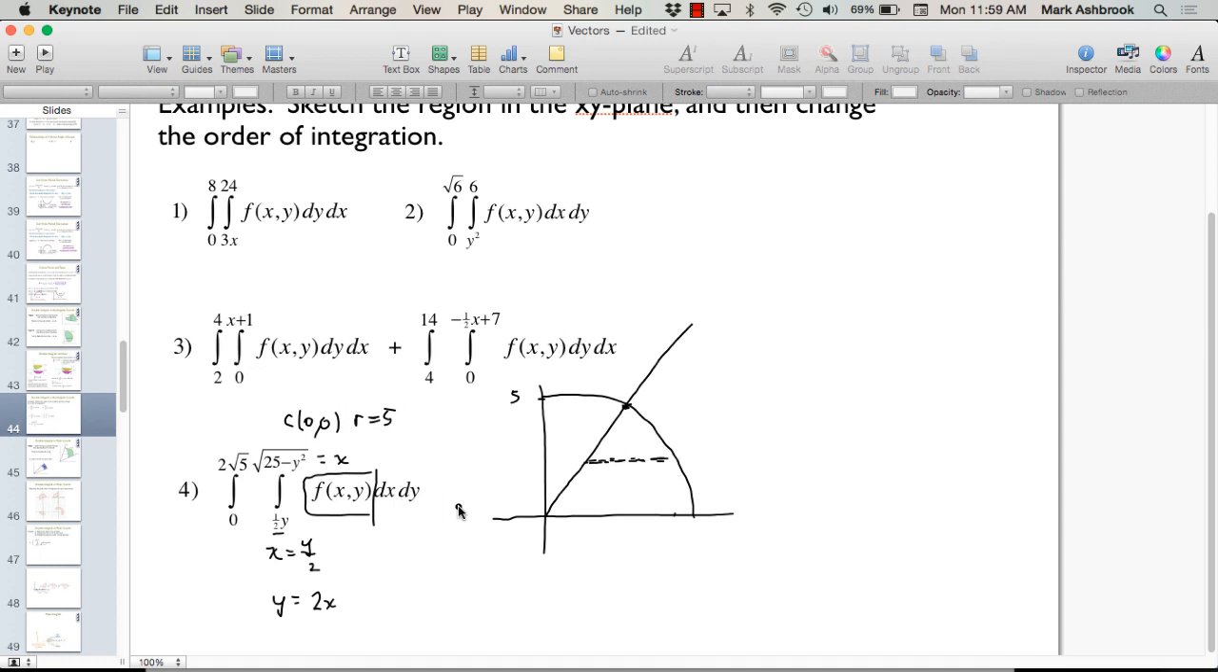Signed volume, meaning difference of volumes. Wherever the surface is above the xy plane, it gives a positive contribution to that double integral. And wherever the surface carves below the xy plane, that's a negative, right? So it's signed volume. So my question is, can this double integral find area?